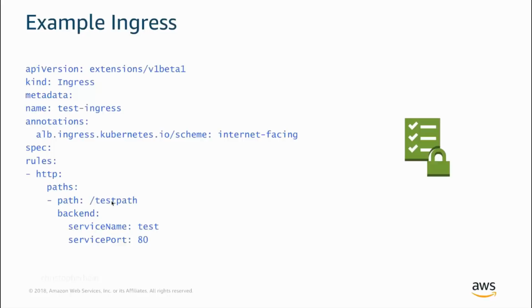The rule that we have set up here says that any request going to the /test path is going to be routed to the backend service of test on a port of 80. So internally in this Kubernetes cluster, we have an application that is exposed at test on port 80, and all requests to this path get routed directly to that container.